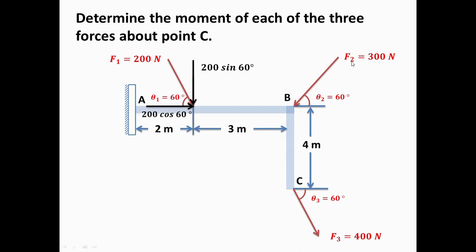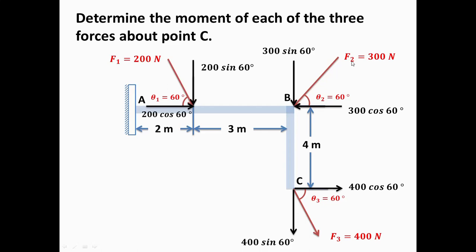Similarly, for this force of 300 Newton, the horizontal component is 300 cos 60 and the vertical component is 300 sin 60. Then for this 400 Newton force also, the horizontal component is 400 cos 60 and the vertical component is 400 sin 60. Now we have to find out the moment of each of these forces about point C.